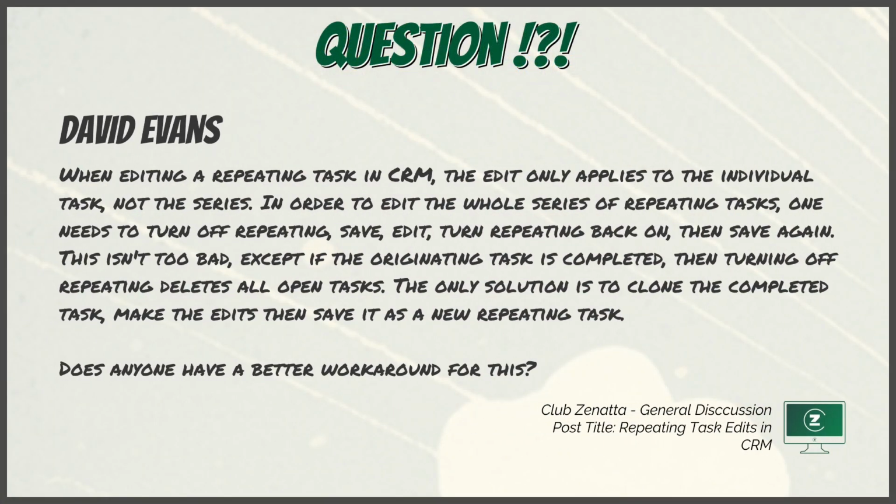Alrighty, getting into the next question here. This one comes from David Evans. He asked over in Club Zenatta, repeating task edits in CRM. So when editing a repeating task in CRM, the edit only applies to the individual task, not the full series. In order to edit the whole series of repeating tasks, one needs to turn off repeating, save, edit, turn it back on, save again. This isn't bad, except if the originating task is completed, then turning off repeating deletes all open tasks.